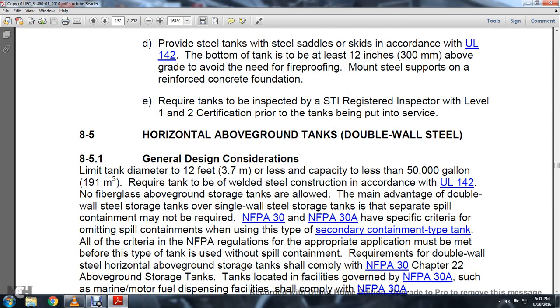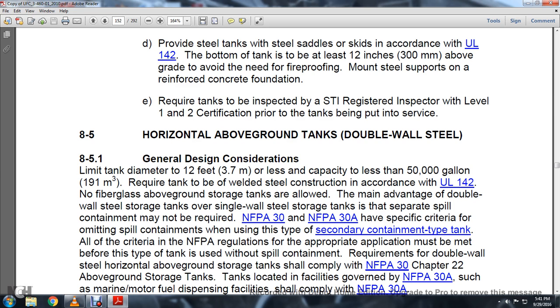8.5 Horizontal above ground tanks, double wall steel. General design description: limit tank diameter to 12 feet and capacity to less than 50,000 gallons. Require the tank to be welded steel construction in accordance with UL 142. No fiberglass above ground storage tanks are allowed.